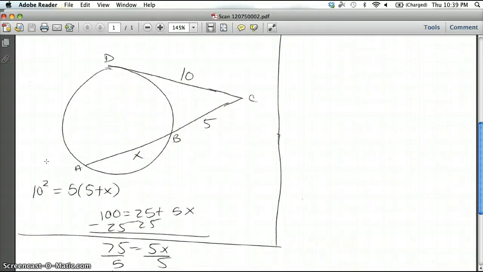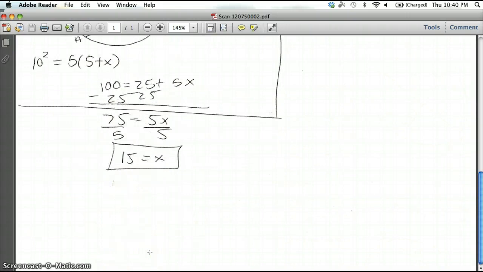And our second example here, we've got 5, which is our external, times our entire length, which is 5 plus x. So I have 5 times 5 plus x. And then here, DC, we have 10 squared because our segment doesn't go through our entire circle. So 5 times 5 is 25, and 5 times x is 5x, is equal to 10 squared, which is 100. I subtracted 25 from both sides, and I got 75 is 5x. I divided by 5, and I got x equal to 15.